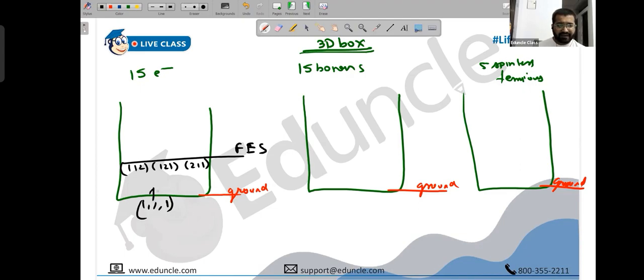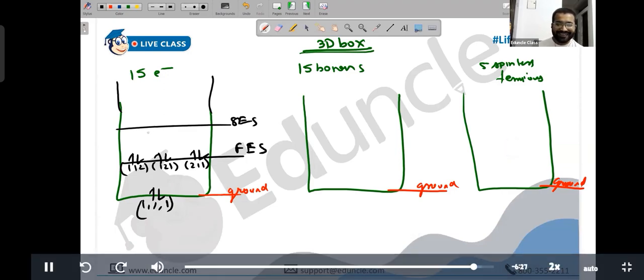How many electrons are done so far? 2 here, 2 here, 2 here, and 2 here. Correct? 8 are done. I need more. Okay. So second excited state. That was 1, 2, 2. No, 1, 1, 3? No, 1, 2, 2. 1, 2, 2.